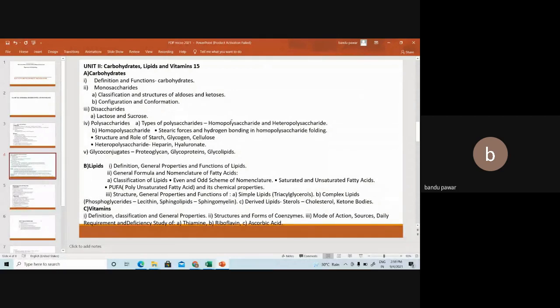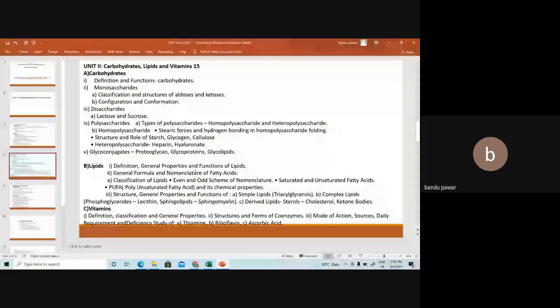Then glycoconjugates: proteoglycan, glycoprotein, glycolipids. Here carbohydrate plus lipid, carbohydrate plus protein, it is glycoconjugates.